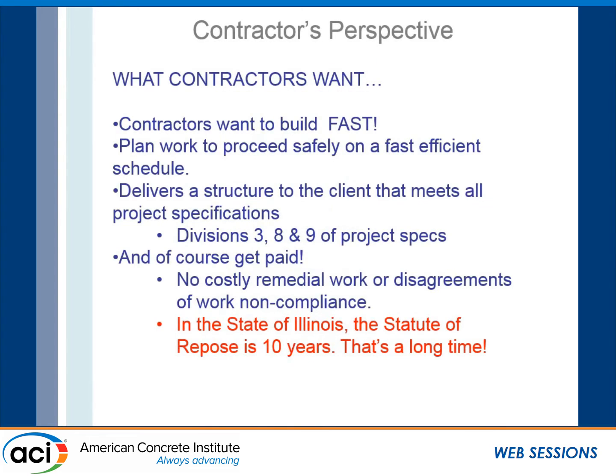So some thoughts on what a contractor's perspective is. What we want is to build fast. Typically in the Chicago market, we're targeting a 3-day pour cycle, and we like to plan the work to proceed safely on a fast, efficient schedule, and to deliver the project to meet all the project specifications, divisions 3, 8, and 9, as said previously. And of course, get paid. So we're trying to plan ahead to avoid costly remedial work or disagreements about noncompliance.